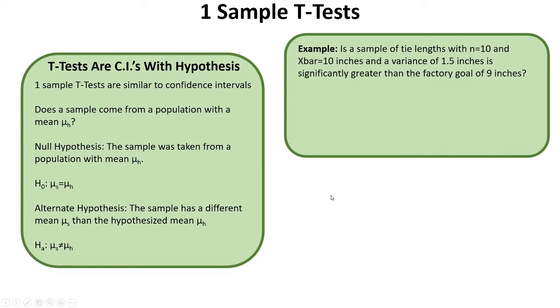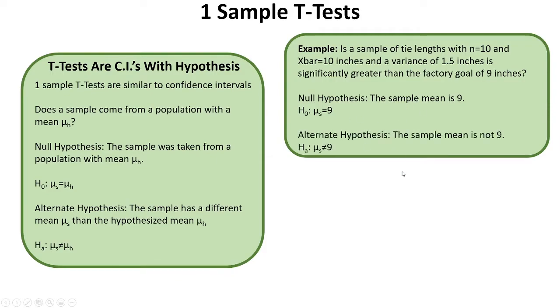And so an example of that would be, is a sample of tie lengths with n equals 10 and x bar equals 10 inches and a variance of 1.5 inches, is this significantly greater than a factory goal of 9 inches? So if we know that the population mean of things that come out of the factory is 9, would this sample have come from this factory, right? So the null hypothesis is that the sample mean is 9. The alternate hypothesis is that the sample mean is not 9.